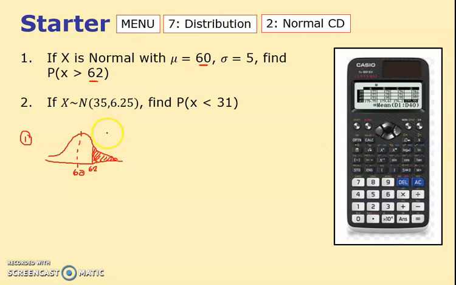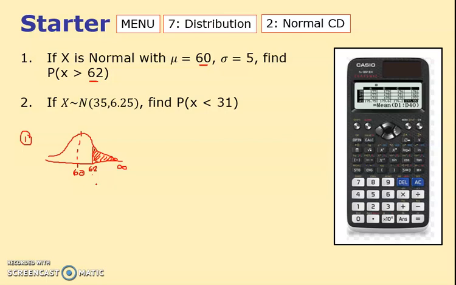Okay. And the way I do that is I get my menu 7 on my calculator, on the Classwiz. So I'm going to press menu 7. It comes up normal CD. That's the one I always use. Never use normal PD. So normal CD. And it says the lower value. Now the lower value, because I'm doing this coloured in section here, is 62. So I type in 62. The upper value is actually infinitely big. It goes on forever and ever, but we can't write that in. So we just go 9999. And that always works.